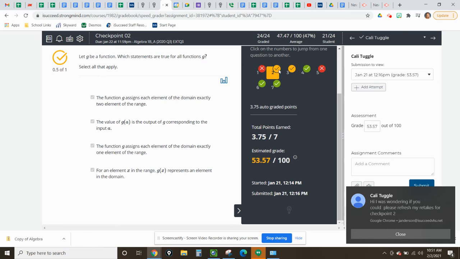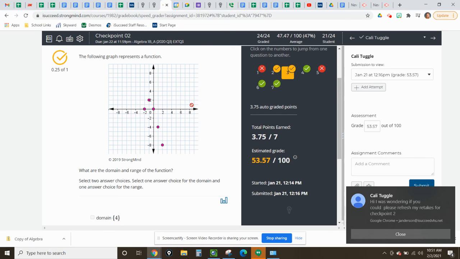Some of these you got partial credit on. So let g be a function. Remember, function means each input has exactly one output. I see this one says a function g assigns each element of the domain exactly 2 elements of the range. That would mean each input has 2 outputs. So this should not be checked, because that's not a function. And this is a function. So go back and reread through those, thinking about what function means. Each input has one output.